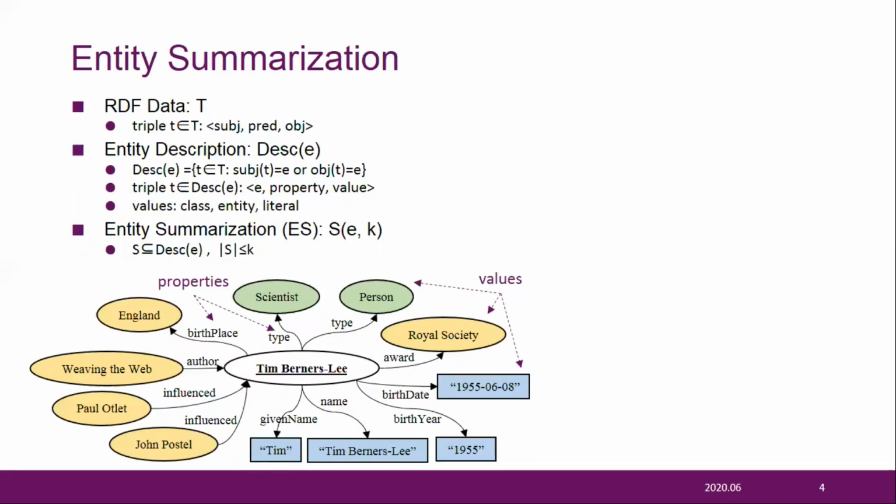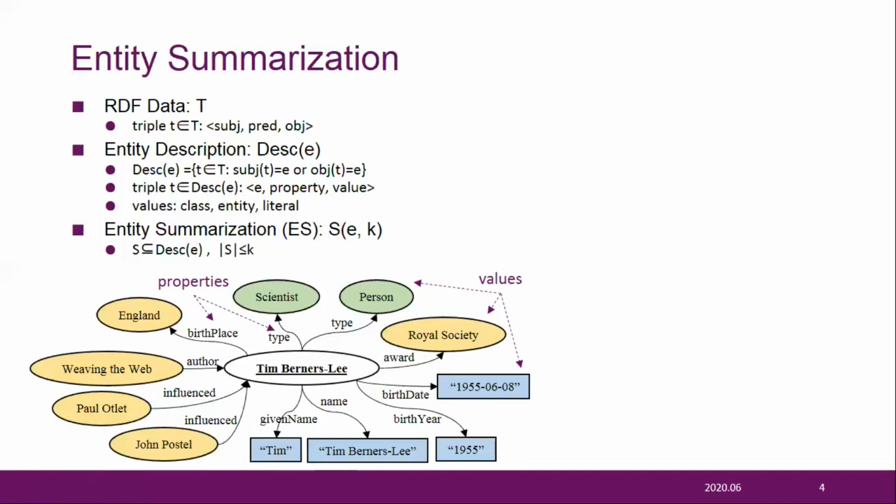And there are three kinds of values: class, entity, and literal. A class like scientist, person, an entity like Royal Society, England, and literal such as a number, a date, or a string.